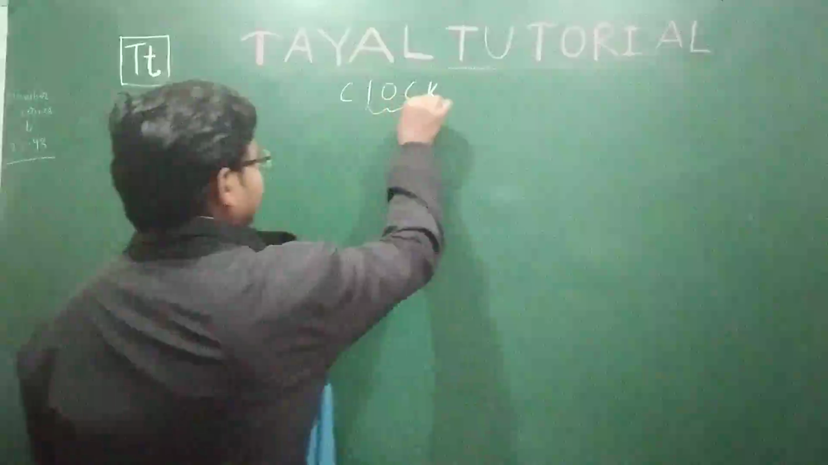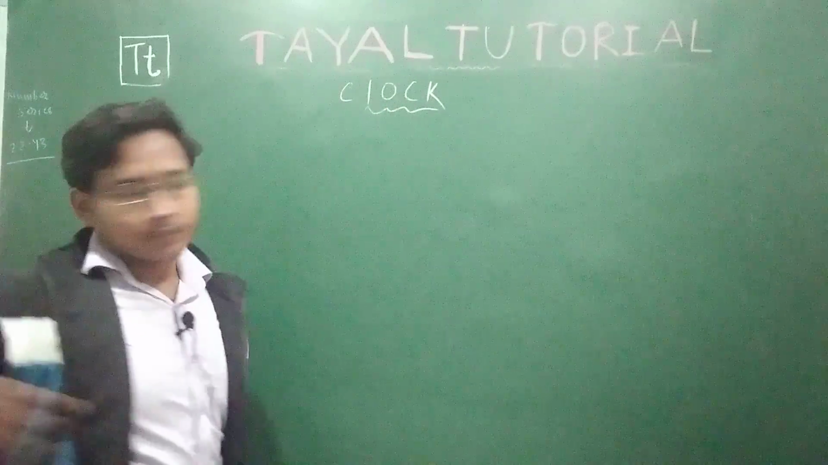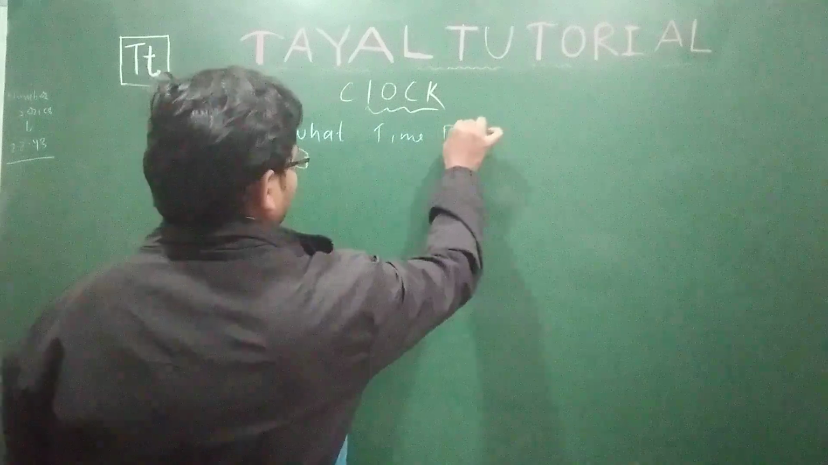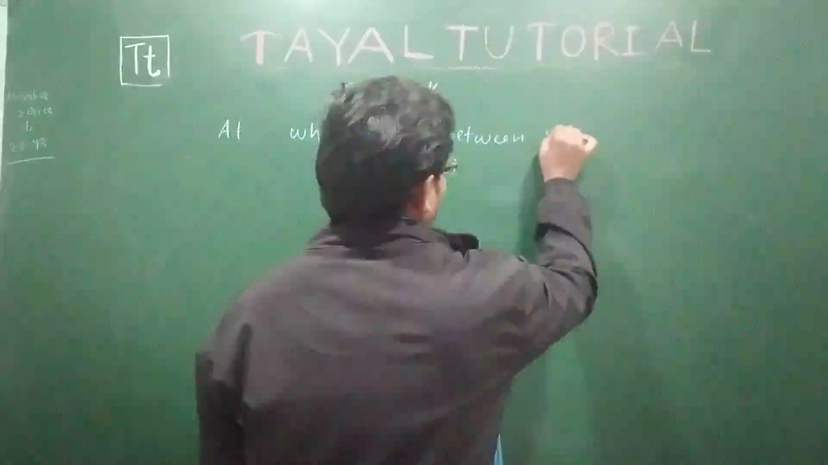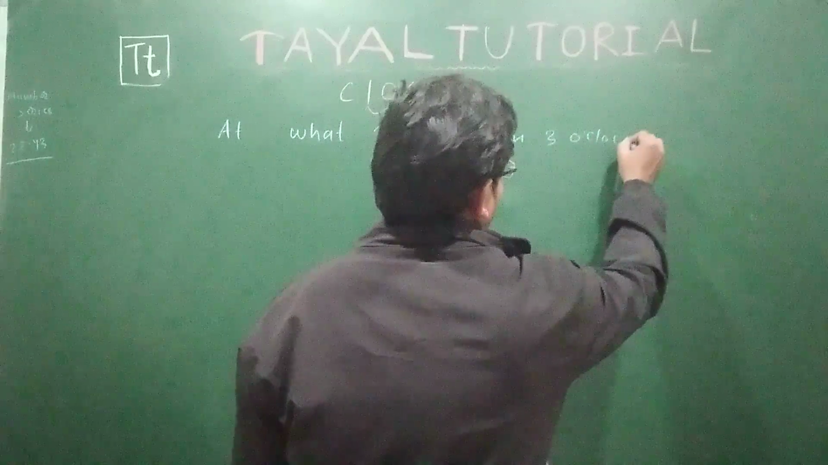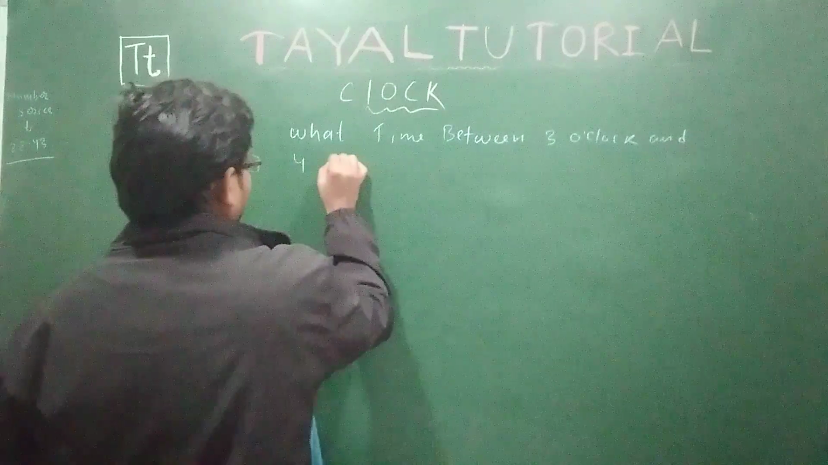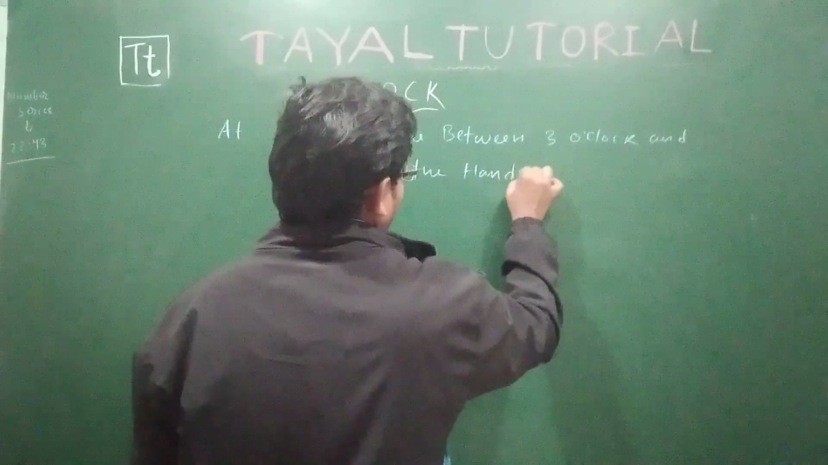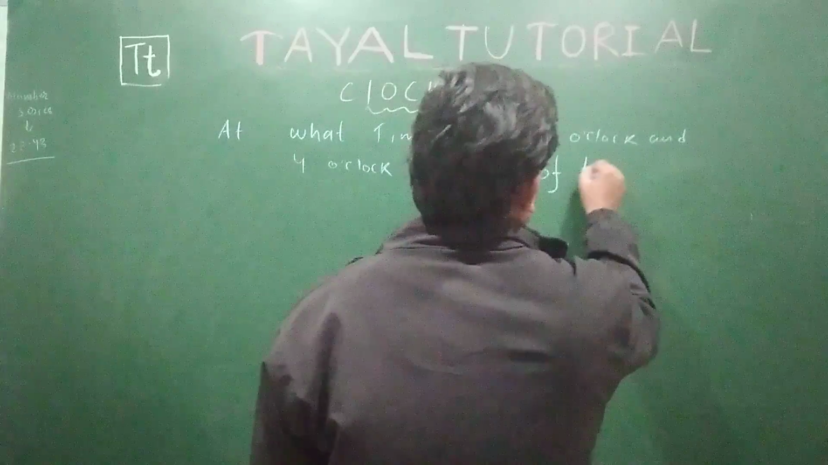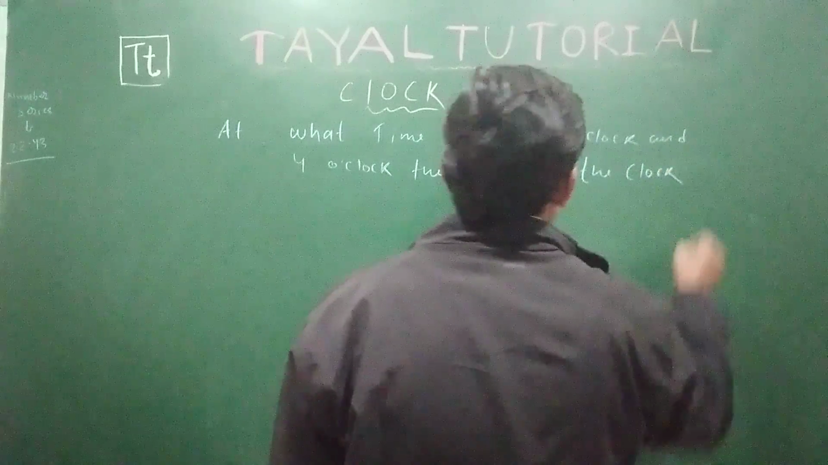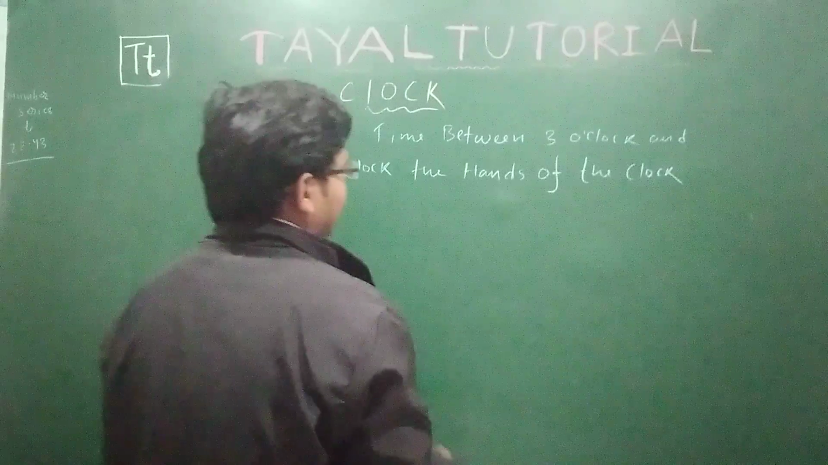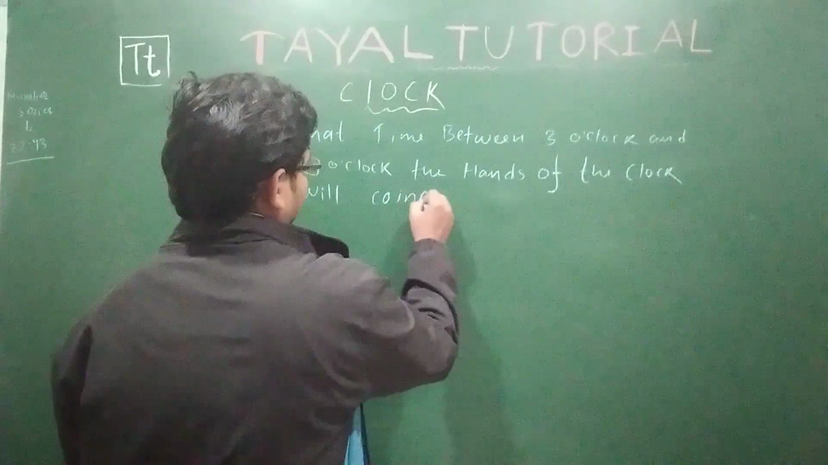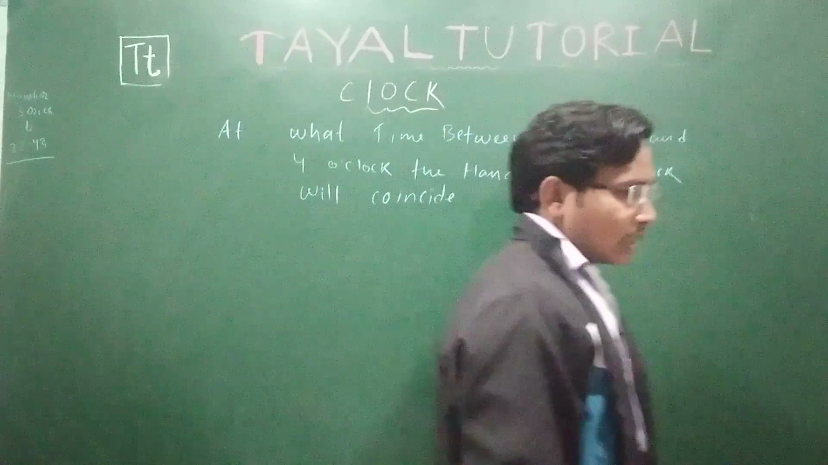At what time between 3 o'clock and 4 o'clock will the hands of the clock be at the same location, or coincide?